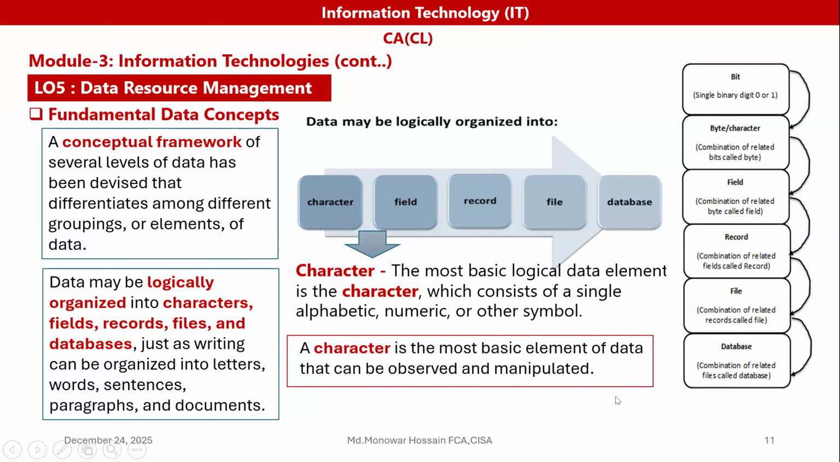So a character is the most basic element of data that can be observed and manipulated. So what is a character? A character is the most basic element of data that can be observed and manipulated.